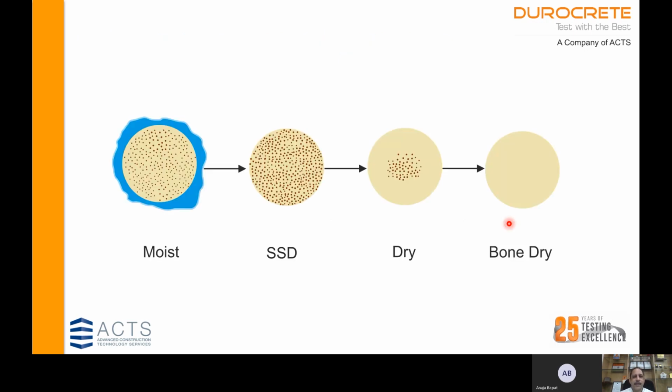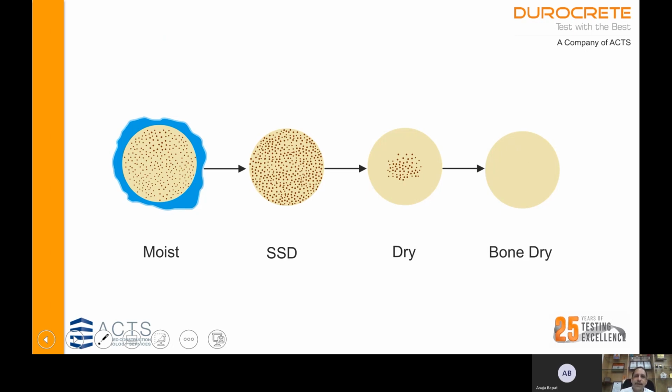Let us look at this diagram. The first diagram is of a moist aggregate particle. You see it is saturated from inside and has surface water on it. When it is heated, it comes to SSD condition, where it is saturated from inside, but the surface is dry. When it is heated further, some moisture evaporates and it has very little moisture present in it and it is in dry condition. In this case, it is going to absorb water from outside. And when it is heated further, all the moisture disappears and it is in bone dry condition.